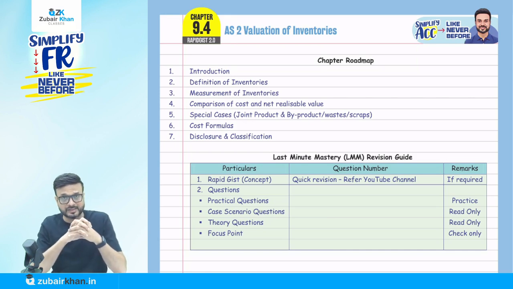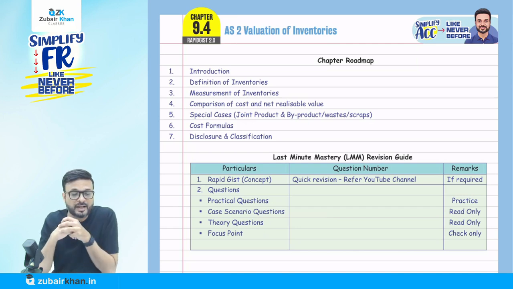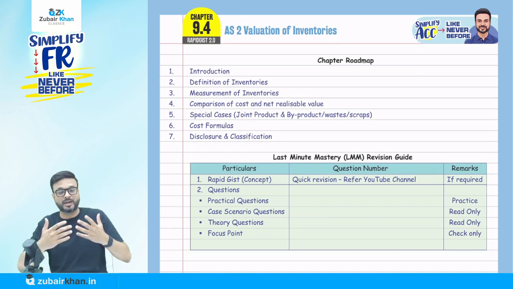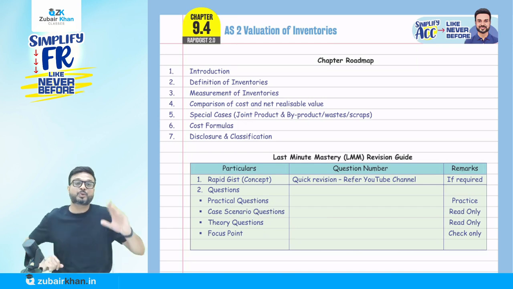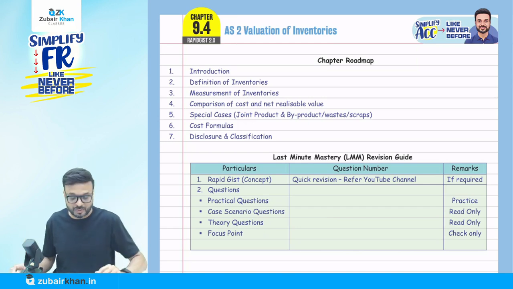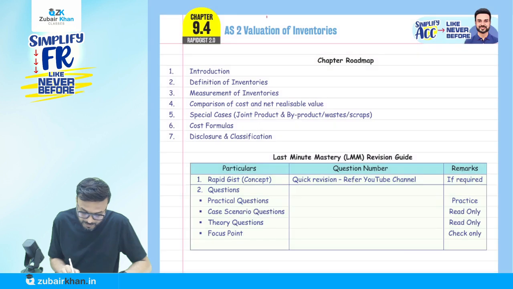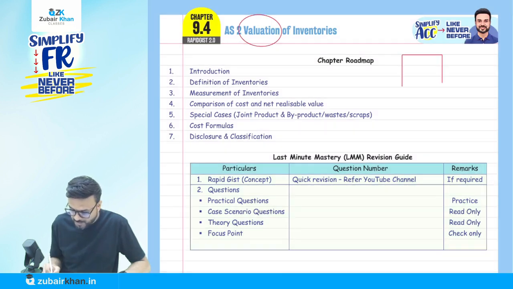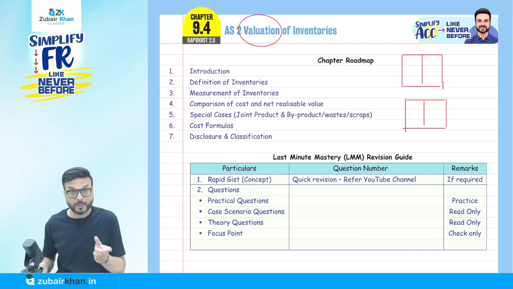So, we'll start with introduction. First of all, why is there a need to issue this accounting standard? Because ICAI issues accounting standards one by one. So when they issued these accounting standards in the past, why did they issue this? Because suppose this is my trading and profit and loss account and this is my balance sheet. Now understand this one. If there is no accounting standard, how can people do manipulation?